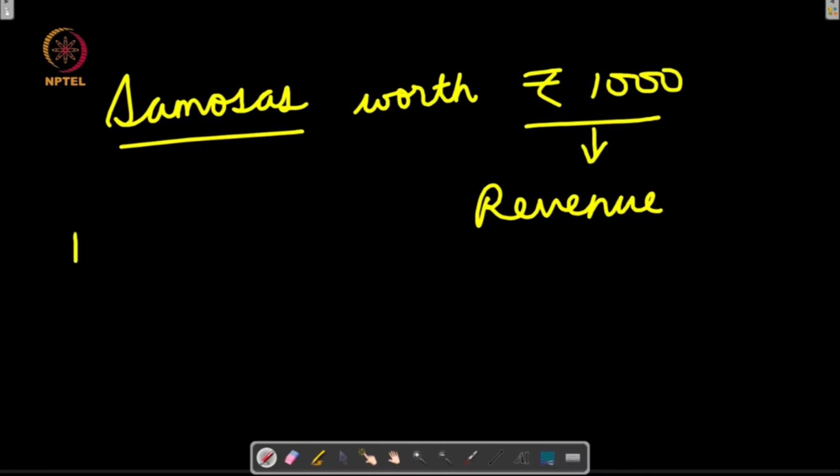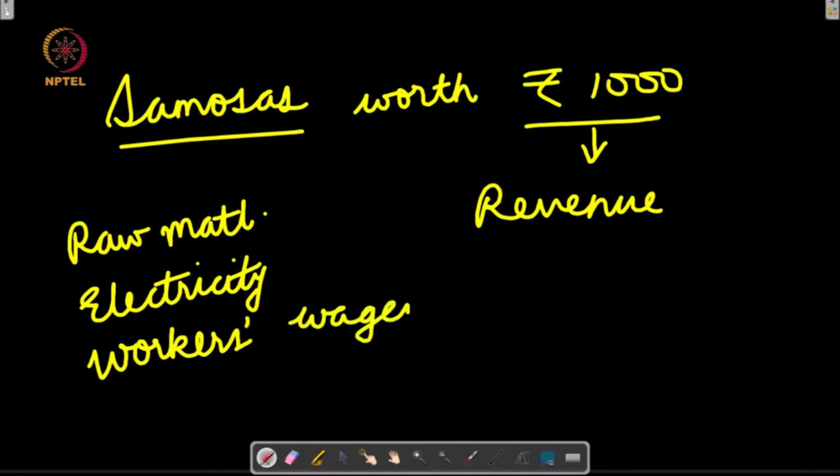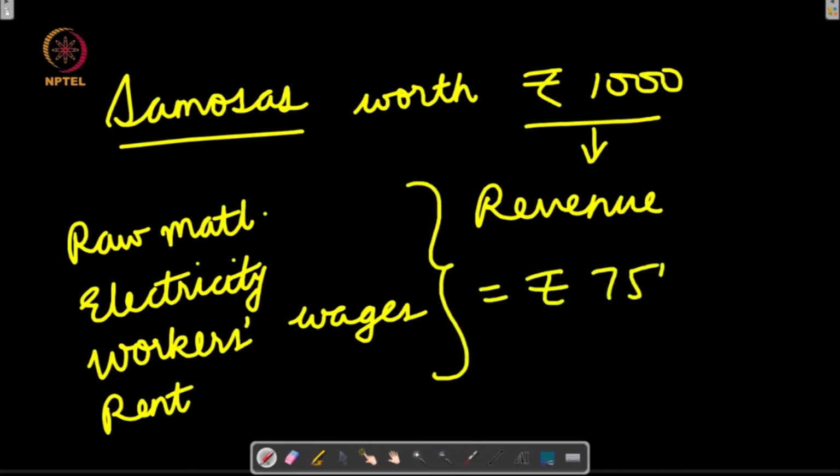So, you have the cost of the raw materials, you have the cost of electricity, you may have the cost of the workers' wages, you may have rental cost because there is a space that has been rented to make these samosas. So you can have n number of costs. And suppose all these costs add up to rupees 750.